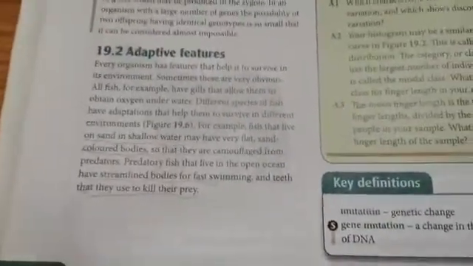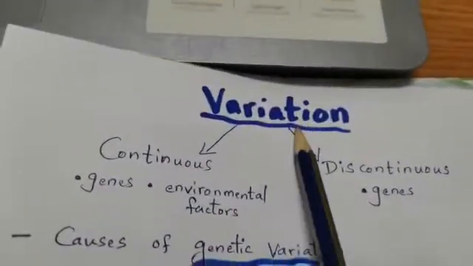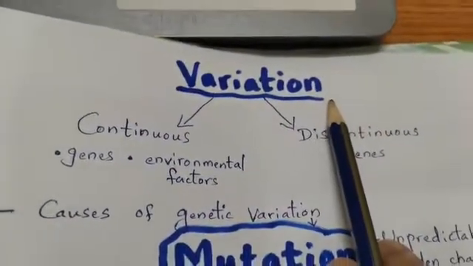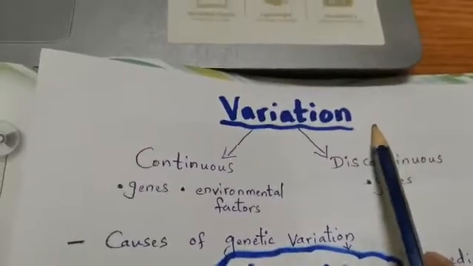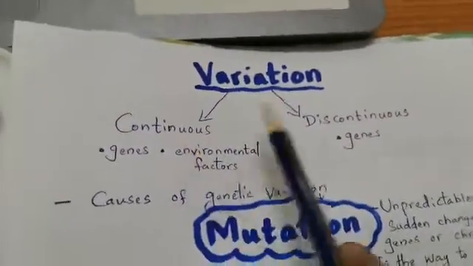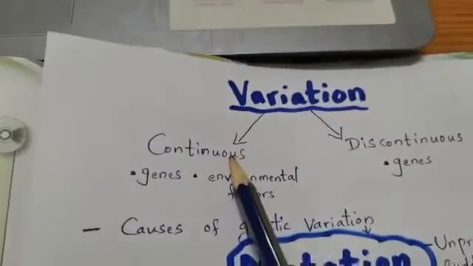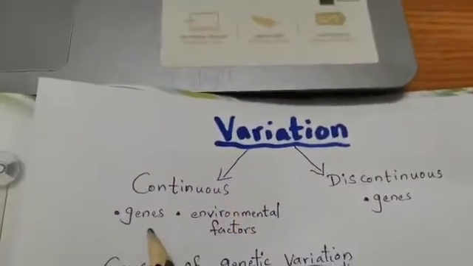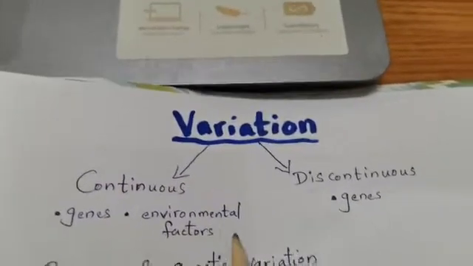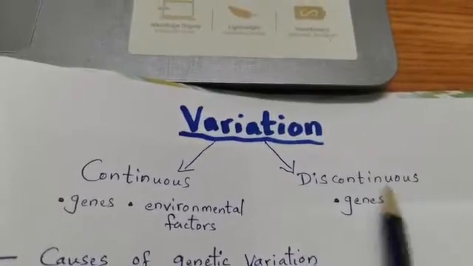The adaptation topic comes in the variation unit. As I told you before, variation is the difference within the same species of organisms. It can be continuous or discontinuous, as we said before. Continuous variations are controlled by genes and environmental factors, and discontinuous variation happens because of the genes.